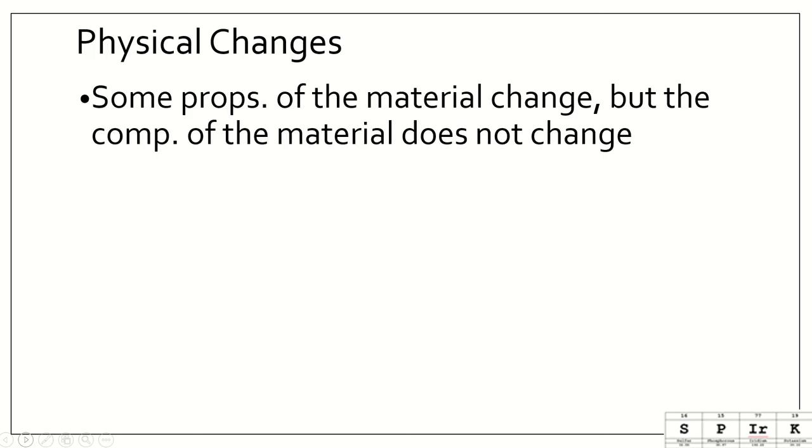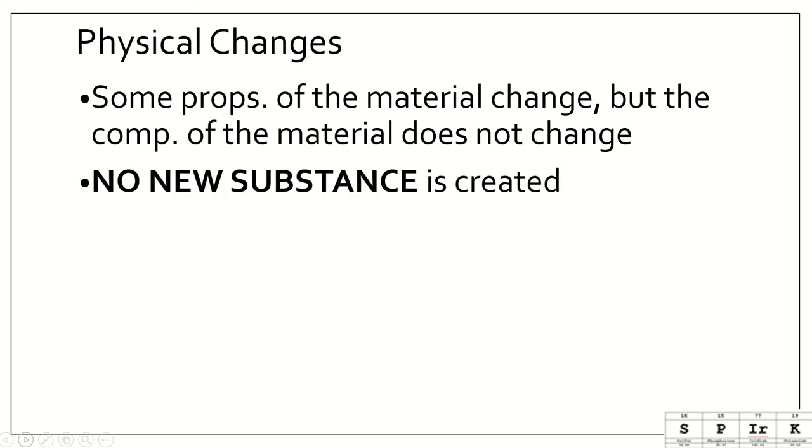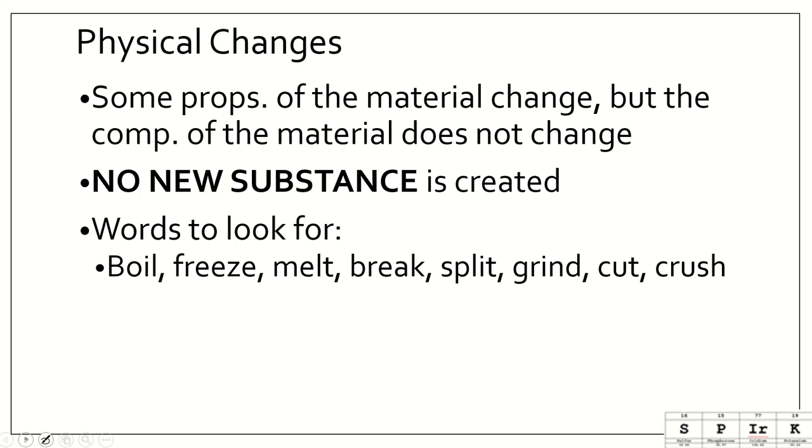All right, back to physical changes. Some properties of the material change, but the composition of the material does not change. So that's one of the most important parts of physical changes. We aren't changing the chemical makeup or the composition, but we are just changing what it looks like. So no new substance is created. So words to look for here are words like boil, freeze, melt, break, split, grind, cut, or crush.